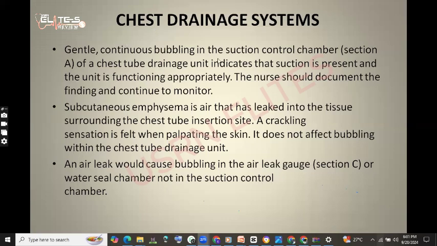Gentle, continuous bubbling in the suction control chamber. Okay, this is not supposed to be there. This was supposed to explain a certain diagram. Forget about the section A part here. Gentle, continuous bubbling in the suction control chamber of a chest tube drainage unit indicates that suction is present and the unit is functioning appropriately. So the nurse should document the finding and continue to monitor.